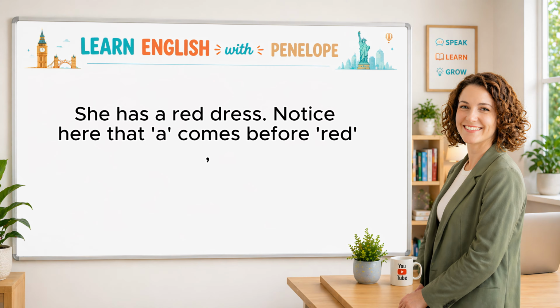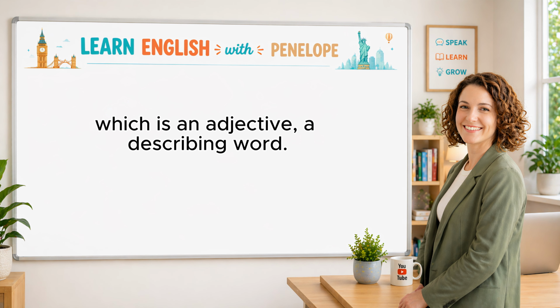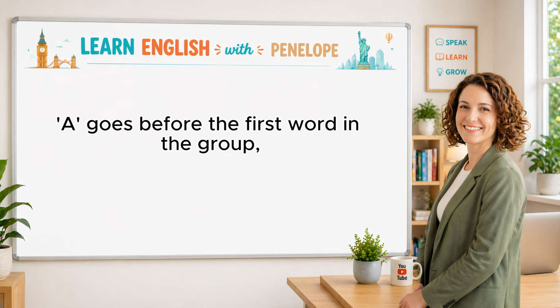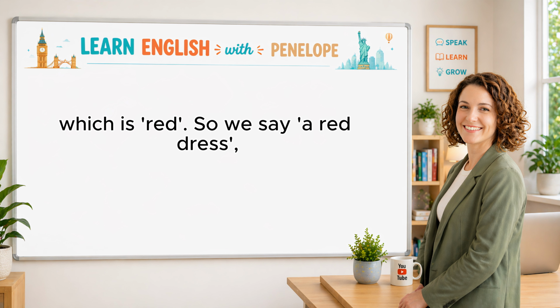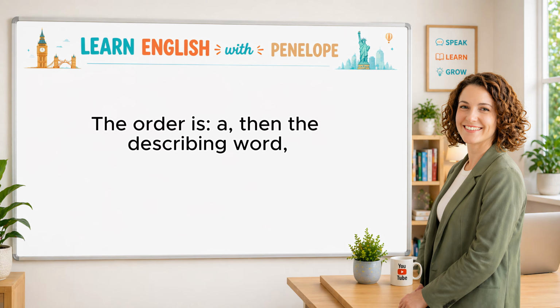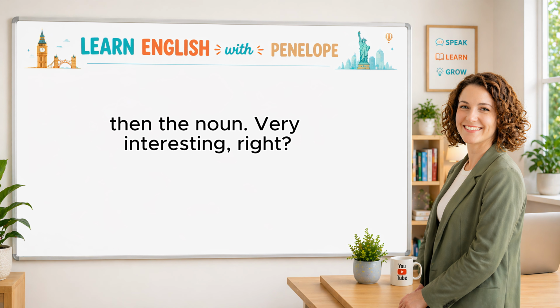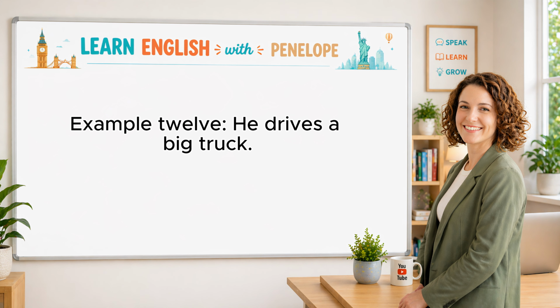Notice here that A comes before red, which is an adjective, a describing word. A goes before the first word in the group, which is red. So we say a red dress, not a dress red. The order is A, then the describing word, then the noun. Very interesting, right?